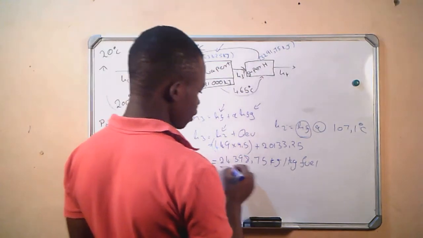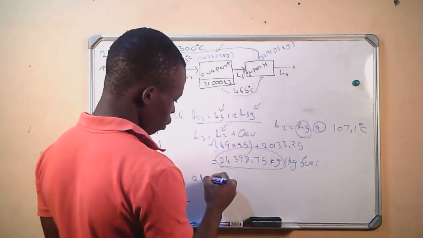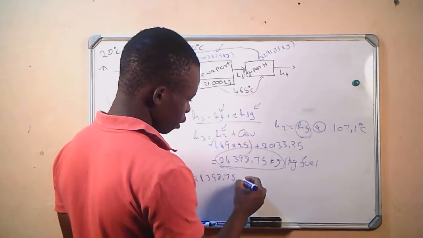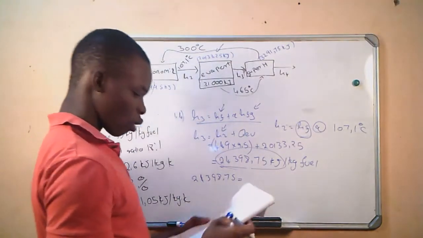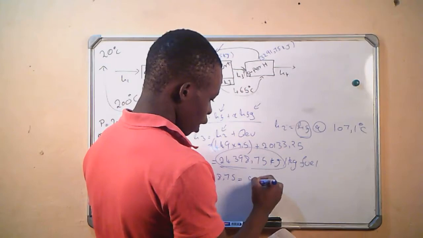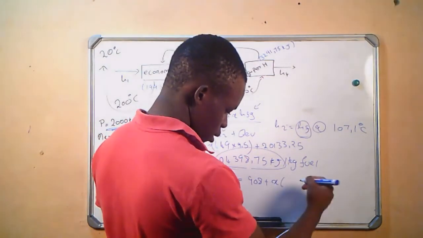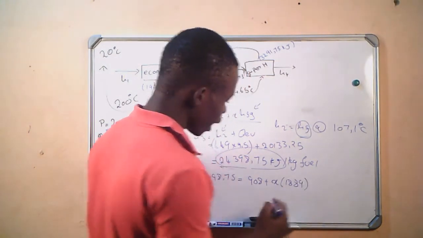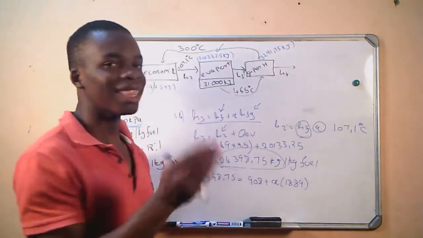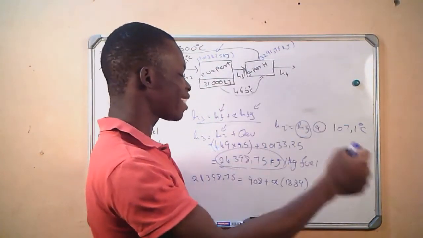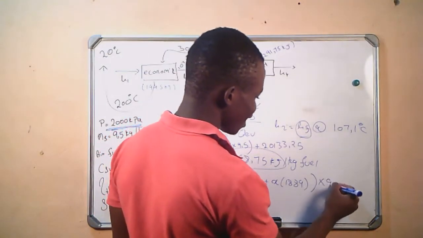And we are taking this to this equation. We will substitute and say 24398.75 equals HF. Using this pressure, I got that it is 908 plus the dryness fraction times 1889. Again, we know this and this, since we have extracted from the steam table, they are enthalpy, or their specific enthalpy, which will be kilojoules per kg of steam. Here we are dealing with 1.5 kg of steam, therefore we are going to say times 9.5.